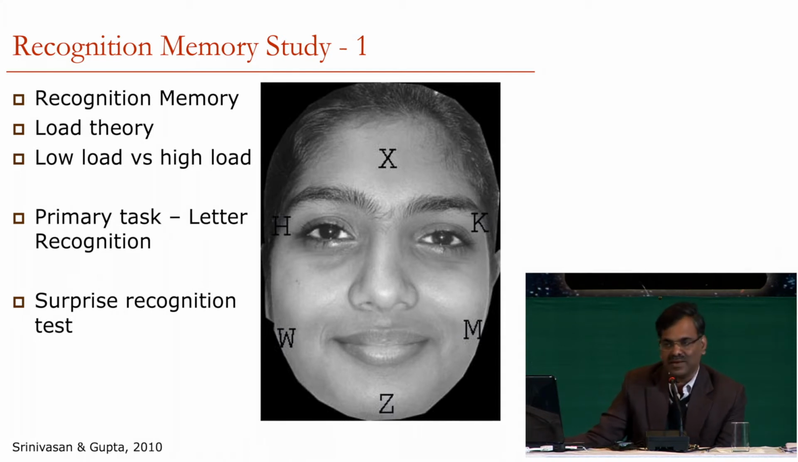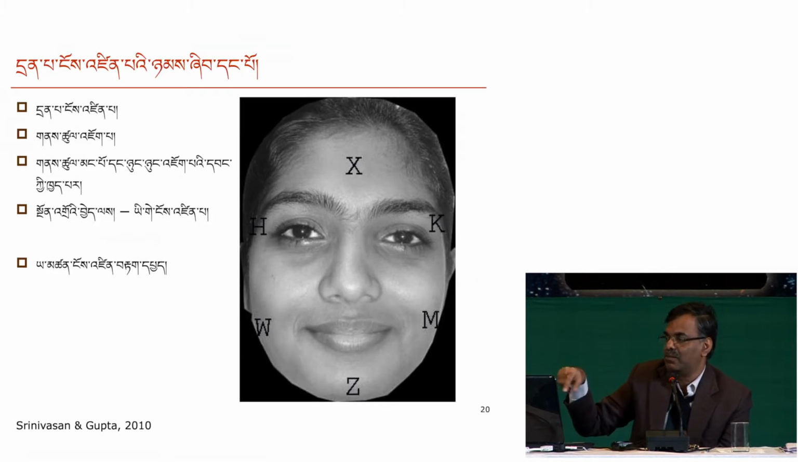This is a recognition memory study. Essentially, the idea is very simple. There are 6 letters shown on the face. People have to do a particular task identifying a particular letter, but there is a face in the background which could be either happy or sad or neutral. People do this task for a long period of time, and then after this task is over, they are shown a surprise recognition memory test. Did you see this face before?